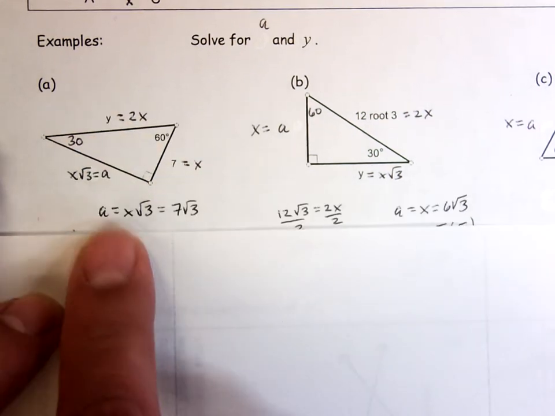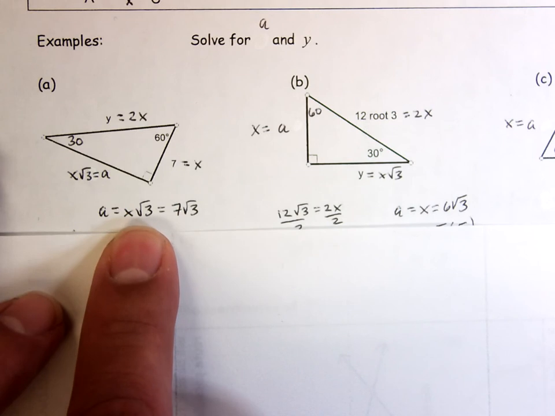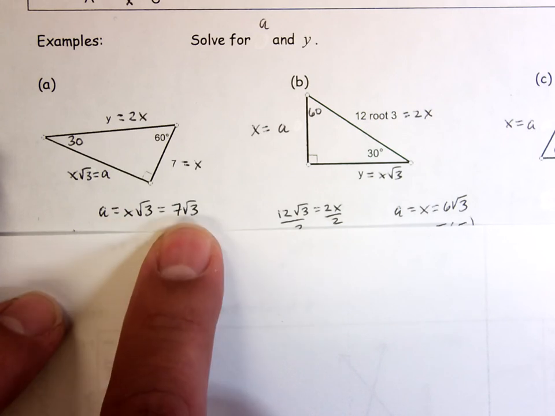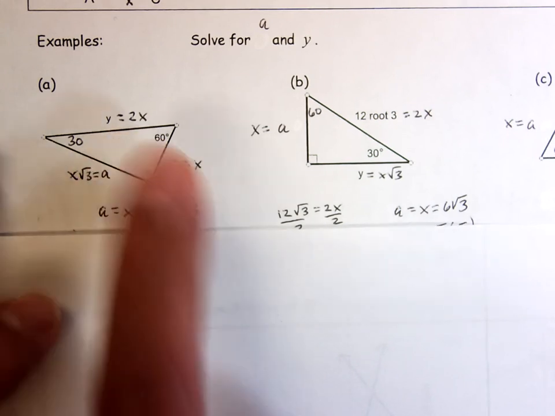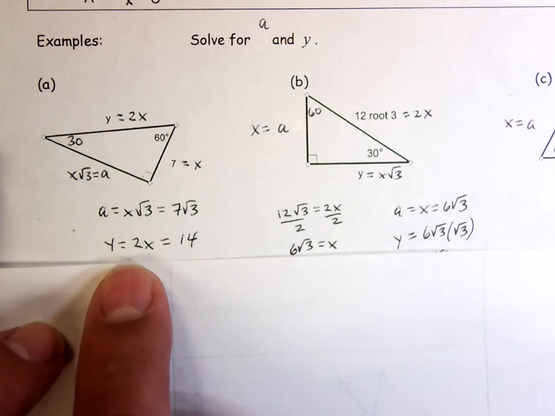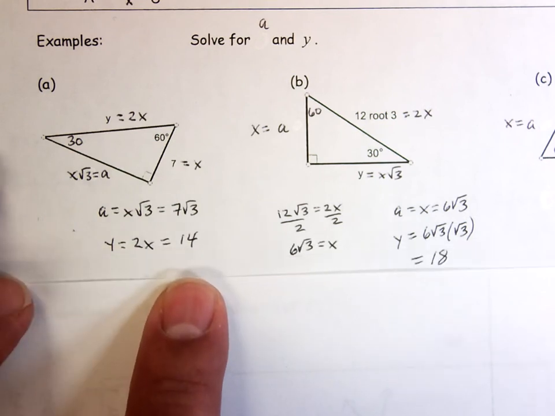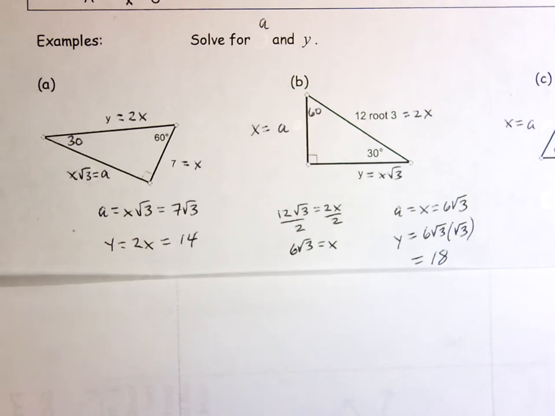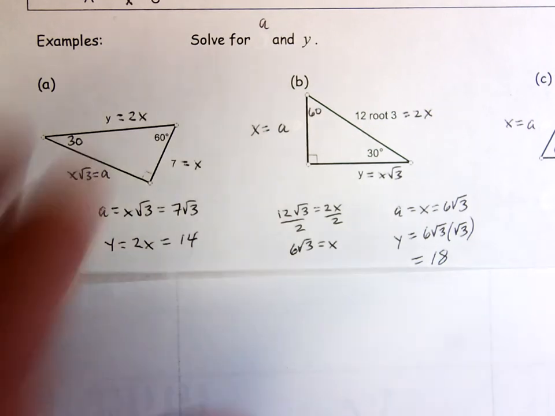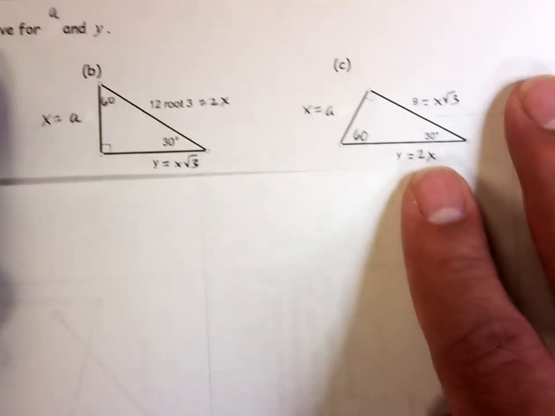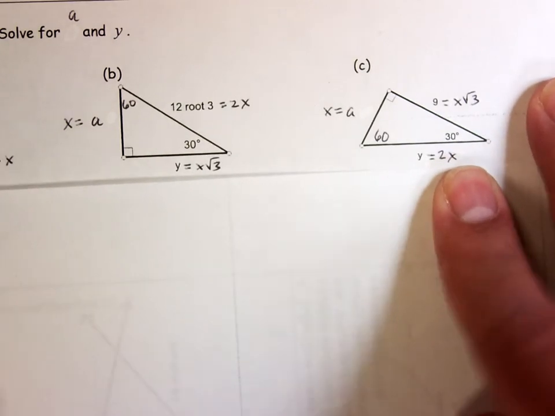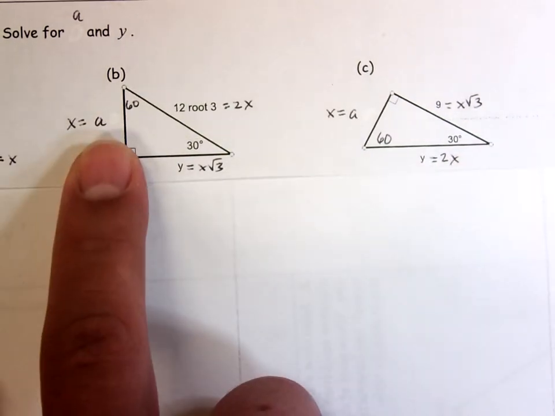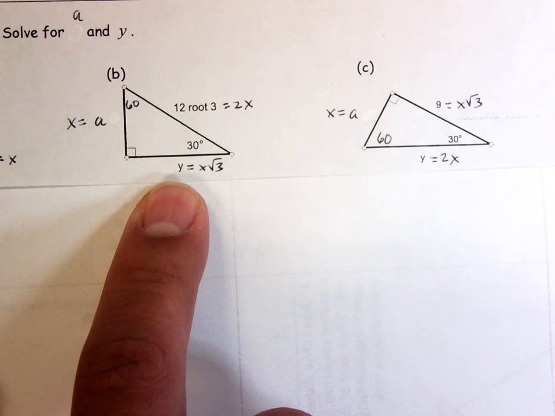So my a is equal to x times root 3. X is 7, so a is equal to 7 root 3. Y is equal to 2 times x, but x is 7, so y is equal to 14. Again, done. The math has already pretty much been done for you in that formula. Okay, B, they were calling this one x, I made it a. And this is y, and this is 12 root 3.